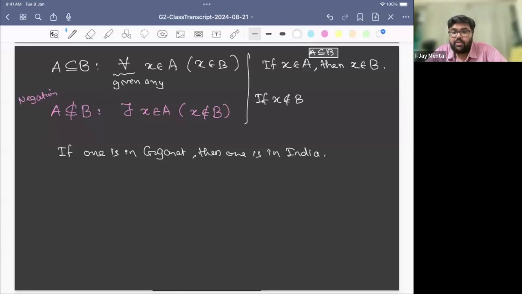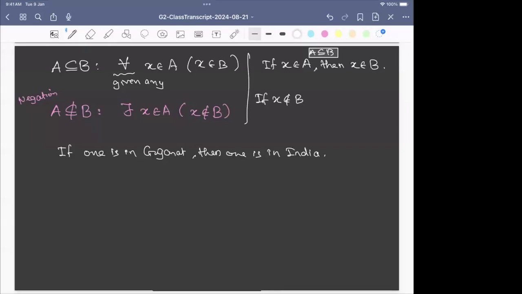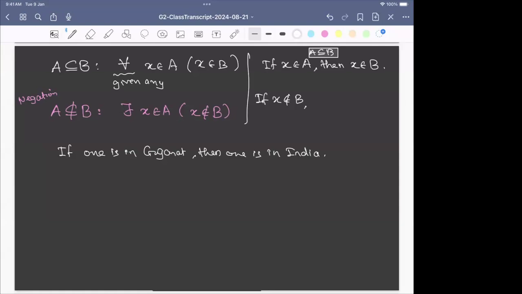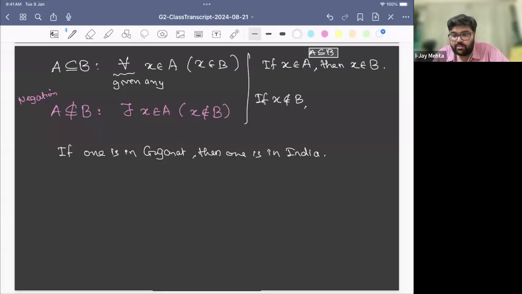If X is not in B, then will it be in A? Room number 7, Nandini. Yes, sir. If X is not in B, then what can you say? Element of A does not in B. Okay, let's hear it from somebody else.